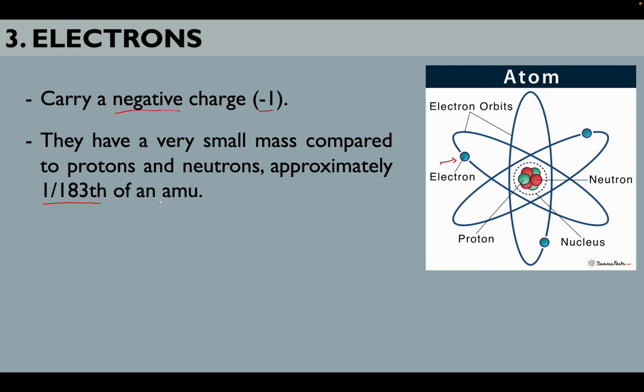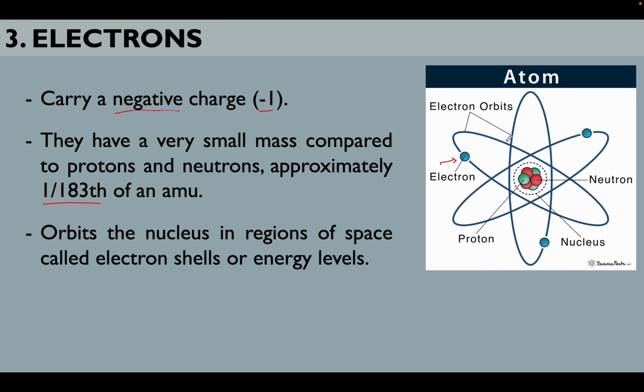How about the location? As you can see, the proton and neutron are located inside the nucleus. Now, the electron is located in what we call the electron shells, or electron orbits. So it orbits the nucleus in regions of space called the electron shells or the energy levels. So that is the location of our electron.